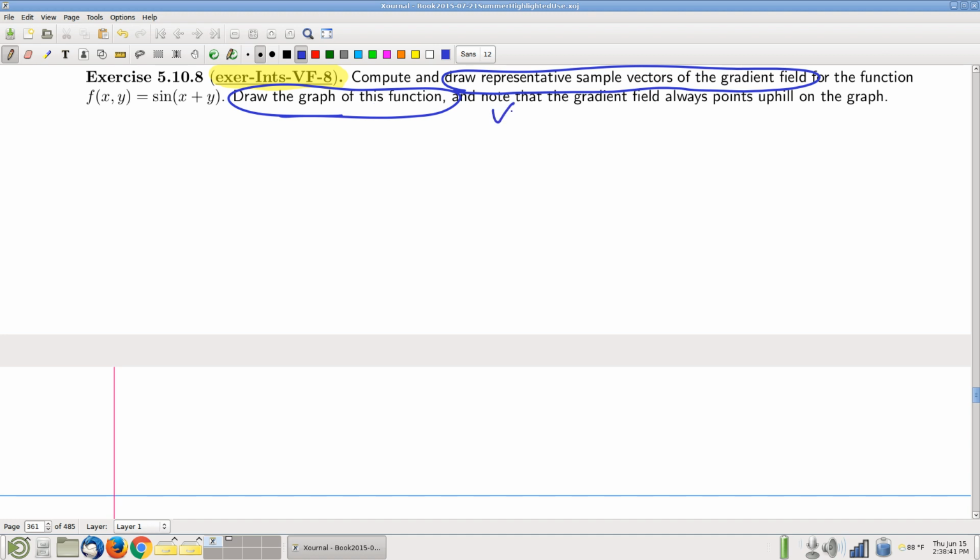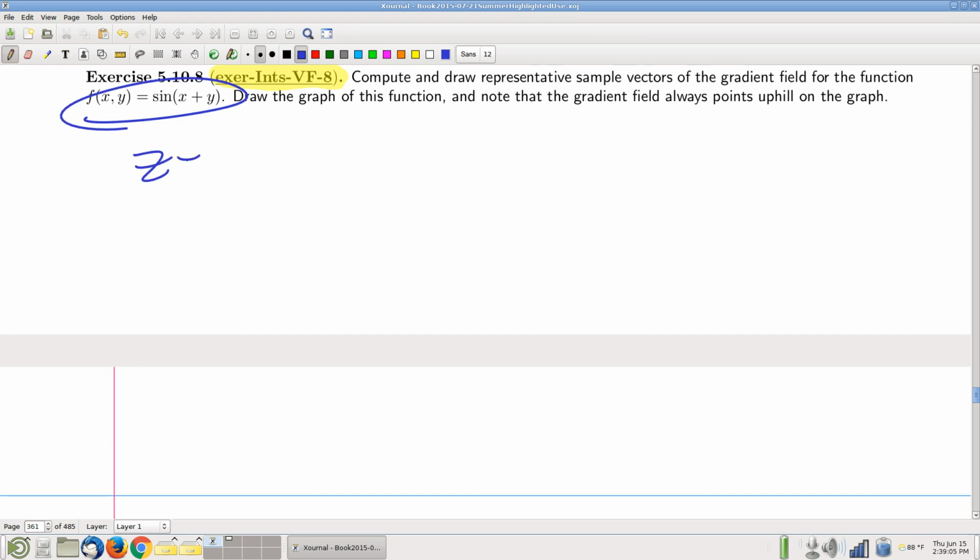So you can take that as what we're supposed to do after we've drawn the two things, or you can take this as a hint to help you draw these two things. Let's not forget the gradient field always points uphill on the graph. Okay. All right. So let's take these one at a time. Let's start with the graph, just because it's more basic. Okay, so here's our function.